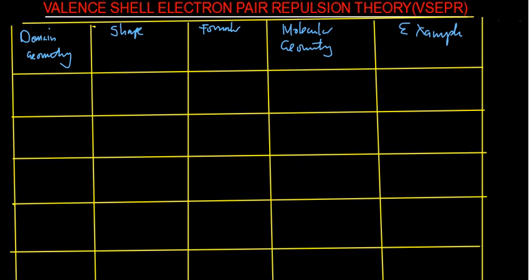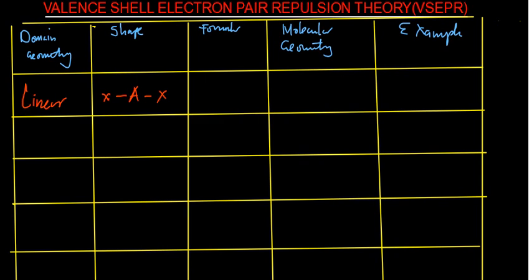Alright, so we are going to start. If we have a domain geometry that is linear, how is the shape going to be? For something that is linear, we are going to have an atom here and then bonded to 2 other atoms like that. So this will be linear.